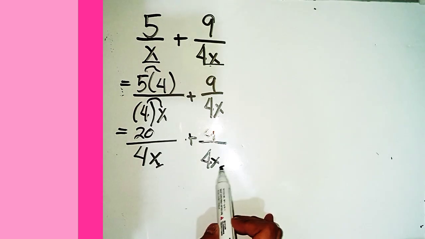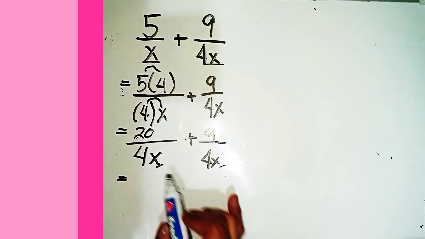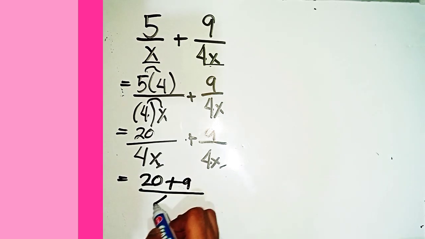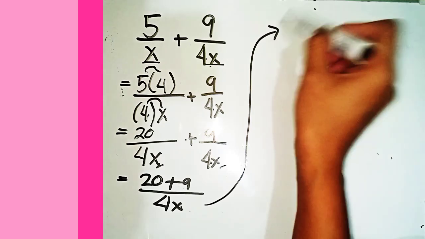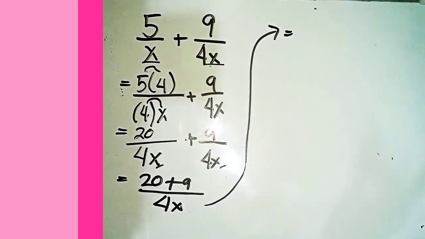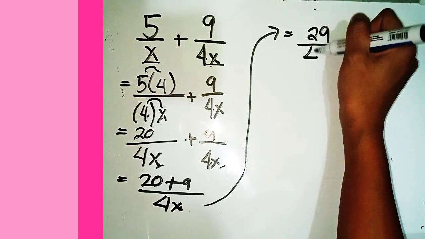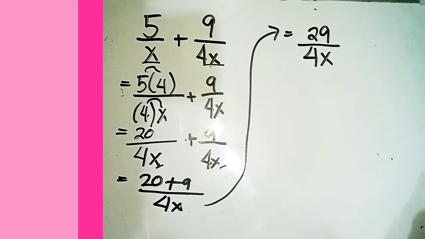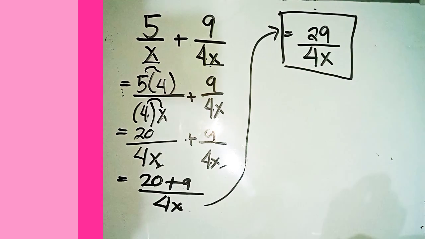Since they do have the same denominator already, we can combine the numerators and add. So 20 plus 9 all over 4x. How much is 20 plus 9? 20 plus 9 is equal to 29. So 29 over 4x. Can we still simplify this one? No, that would be our final answer.